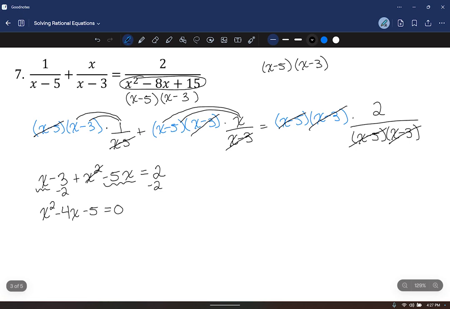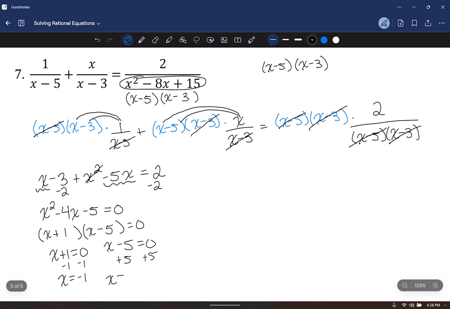And then I do have this trinomial that I'm going to factor. So I have a positive and a negative, and what multiplies to make 5 that subtracts to make 4 is 5 and 1. And since I need that middle term to be negative, 5 will be with the negative and 1 will be with the positive. Then I'm going to set those equal to 0, and I'm going to solve. That gives me negative 1 and positive 5.